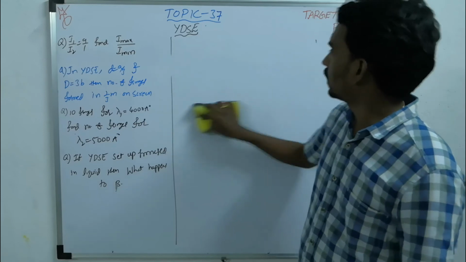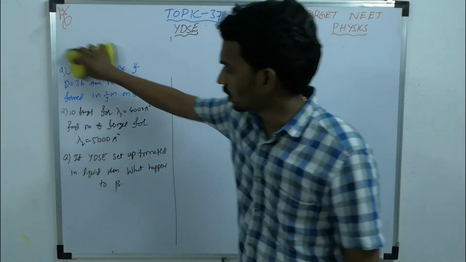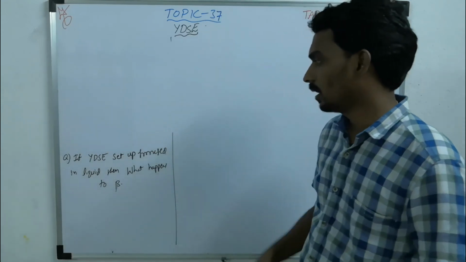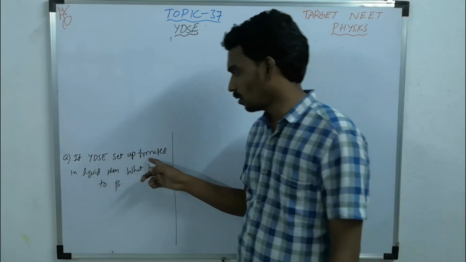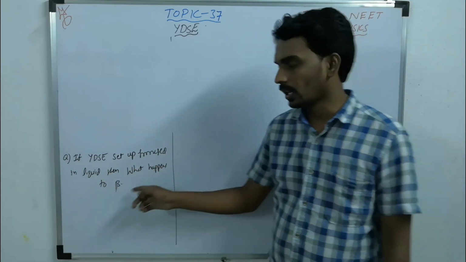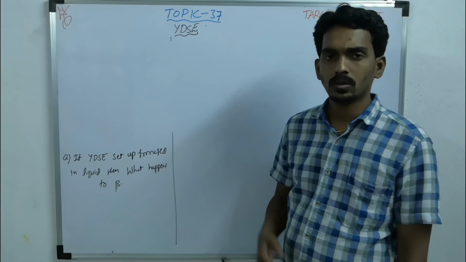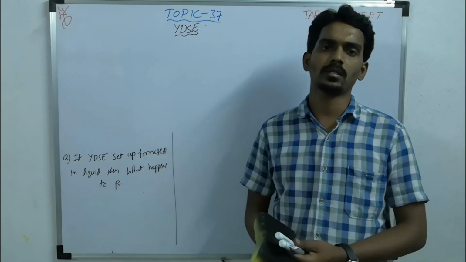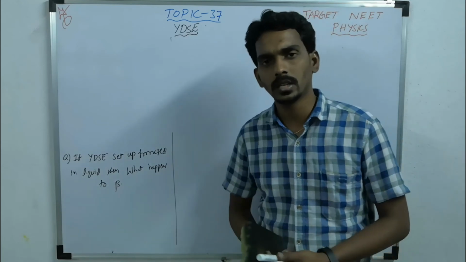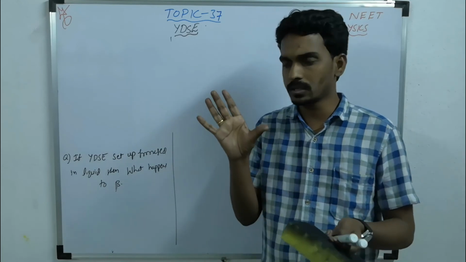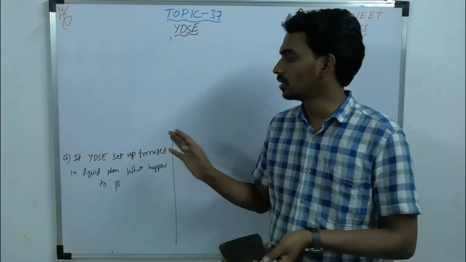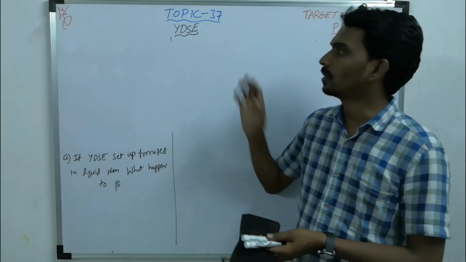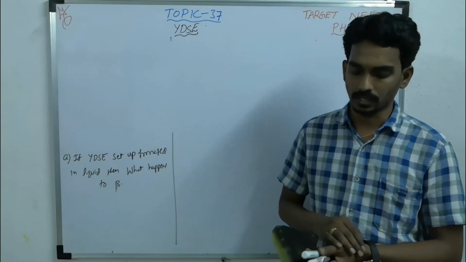Now, similarly, let us consider the last question. In Young's double slit experiment, the whole setup is immersed in liquid. What happens to beta? Lambda decreases, and beta is proportional to lambda. So as lambda decreases, beta also decreases. Fringe width decreases, so fringes come closer. That is the thing. This way they will ask questions based on Young's double slit experiment and interference.